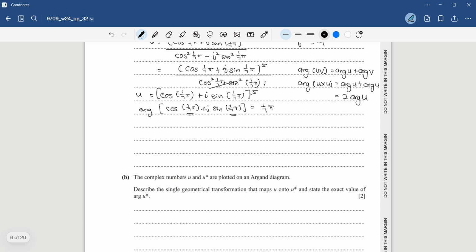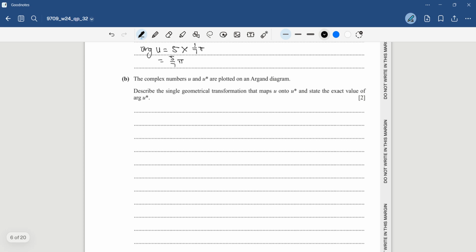So since here is the power of 5, I just assume this as a v. Let v equal cos 1/7 π plus i sin 1/7 π. So if you want to find the argument of v to the power of 5, it's equivalent to 5 times the argument of v. Okay, so my argument of u is equivalent to 5 times 1/7 π, which is 5/7 π. Okay.